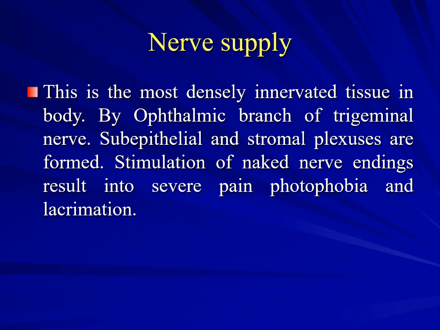This is the most densely innervated tissue in the body. The ophthalmic branch of the trigeminal nerve carries the sensation from the cornea. There are plexuses, the subepithelial and stromal, and these nerves lie just beneath the epithelium. Stimulation of naked nerve endings results in severe pain, photophobia, and lacrimation.